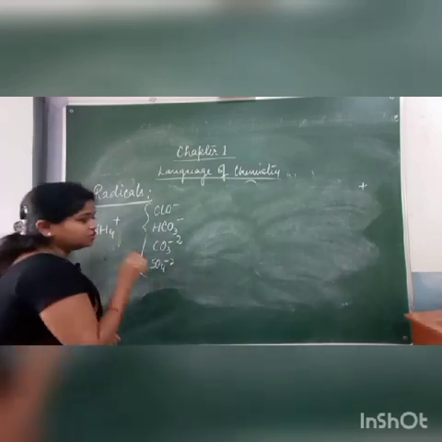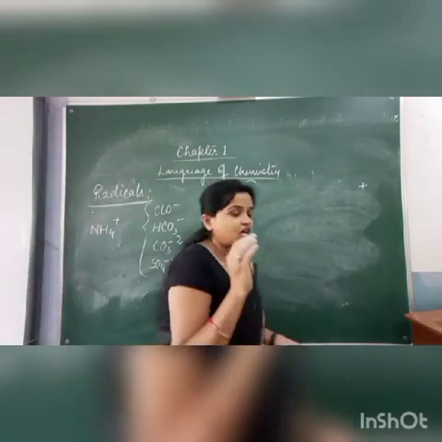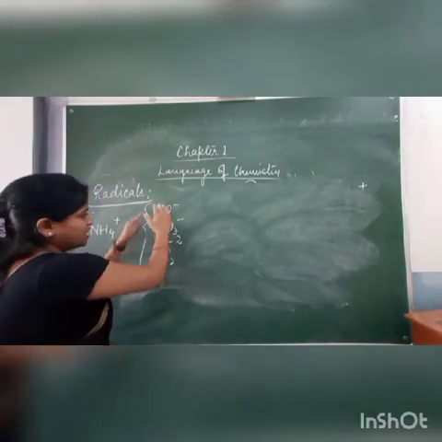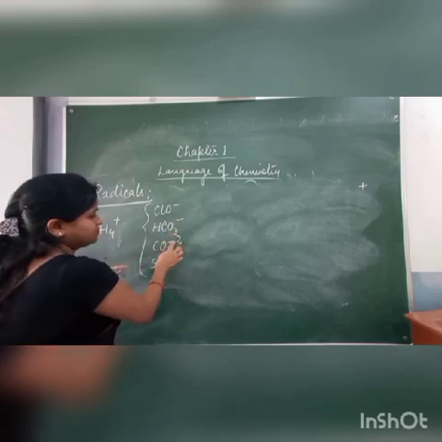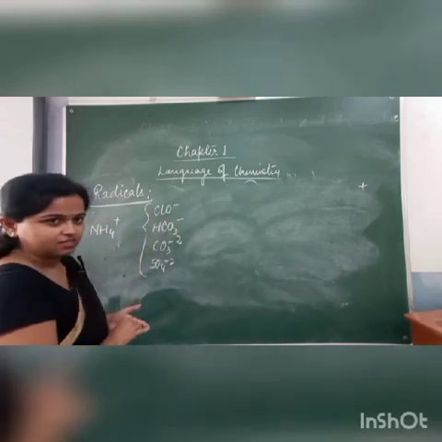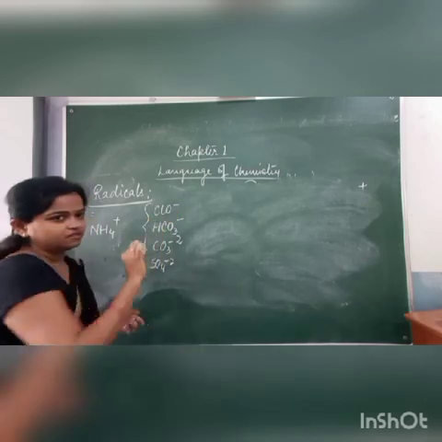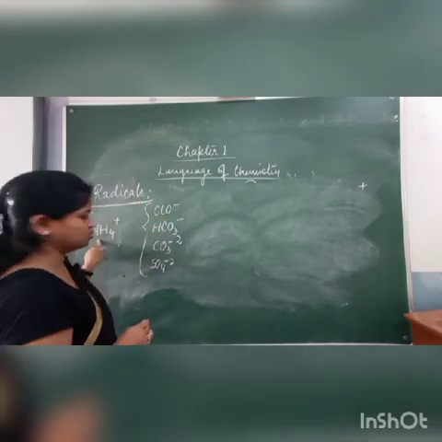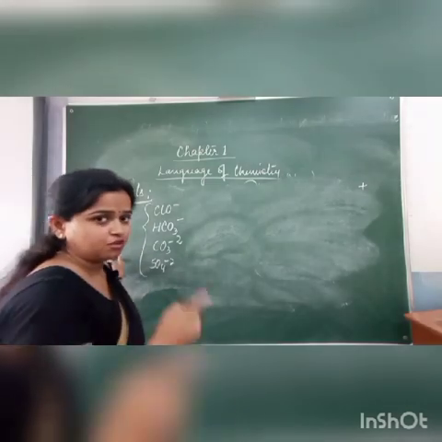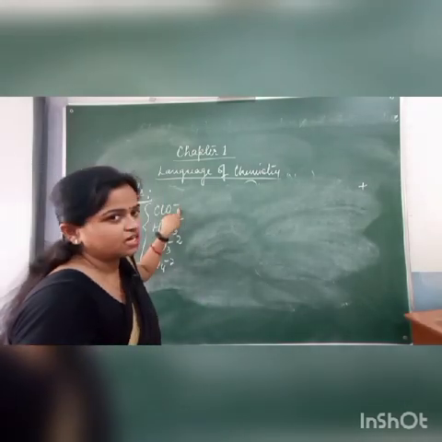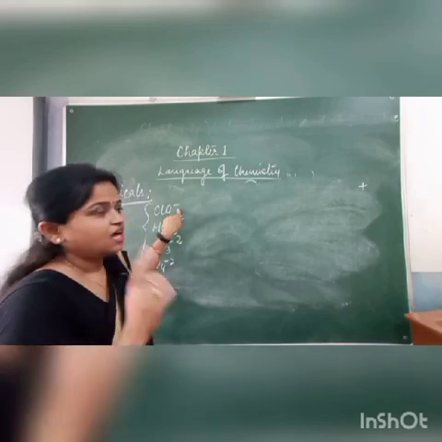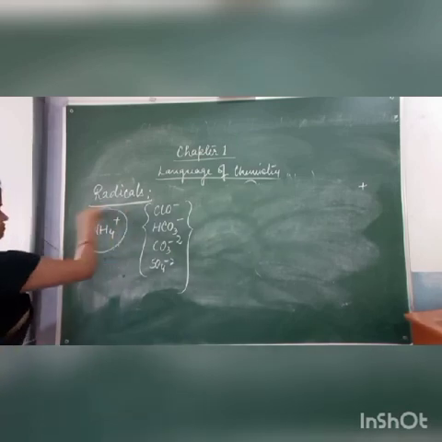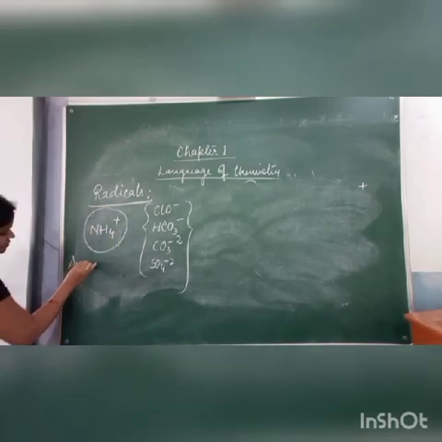Listen, a group of atoms of an element having an overall charge is called a radical, where more than one element is present. See, here are 2 elements, here 3, 2, 2, 2. So a group of atoms of an element having an overall charge is called a radical. And maximum radicals are negatively charged except one. This is the ammonium ion.